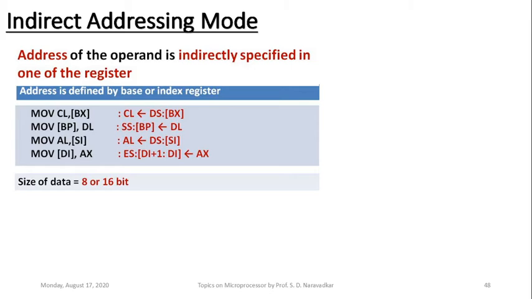Then just below that, instruction examples here, the size of that data can be 8 or 16 bit. Whenever 8 bits of data are referred, the single offset location defined by that corresponding base or index register will be referred. Whereas if that size of data is 16 bit, in that case two successive offset locations defined by that base or index register will be referred.